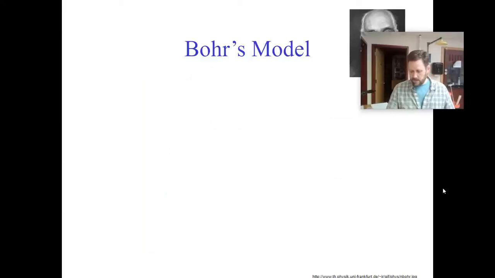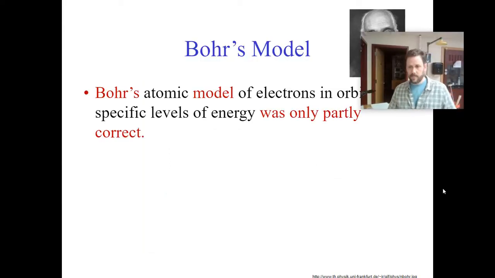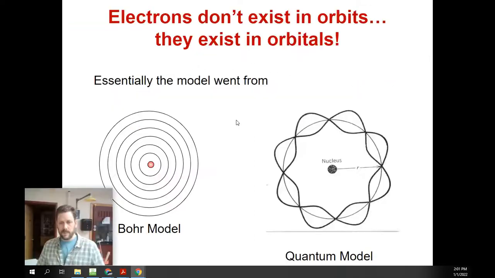So the Bohr model had some shortcomings. It really was only partly correct. But essentially, the model went from a planetary model to a quantum model. And one of the key differences here is instead of thinking about electrons as objects like planets are that orbit the sun, we're going to think about electrons as probability waves. So this is trying to show that the electron is a wave phenomenon, but it's a probability wave, which is a pretty sophisticated idea.